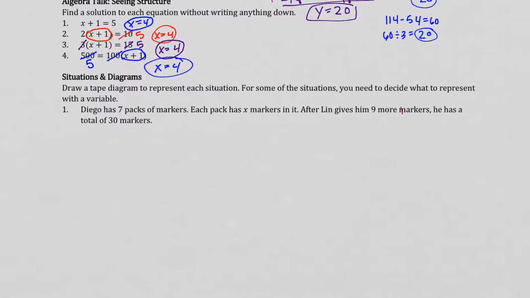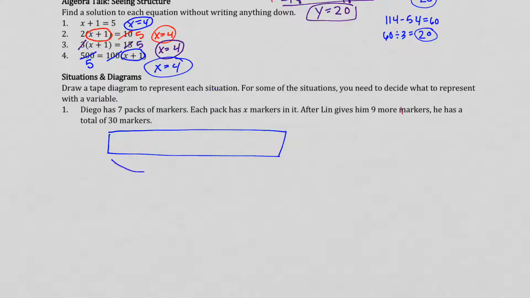So then this one, draw a tape diagram to represent the situation. So we're not going to solve yet, just write a tape diagram. So here's our tape diagram. It has to equal something. So it says Diego has 7 packs of markers. Each pack has X markers in it. After Lynn gives him 9 more markers, he has a total of 30.